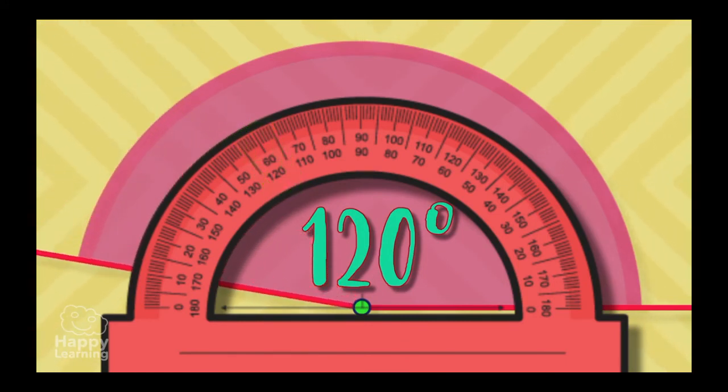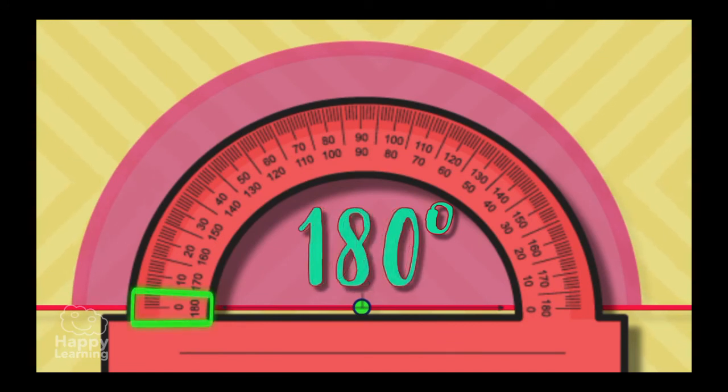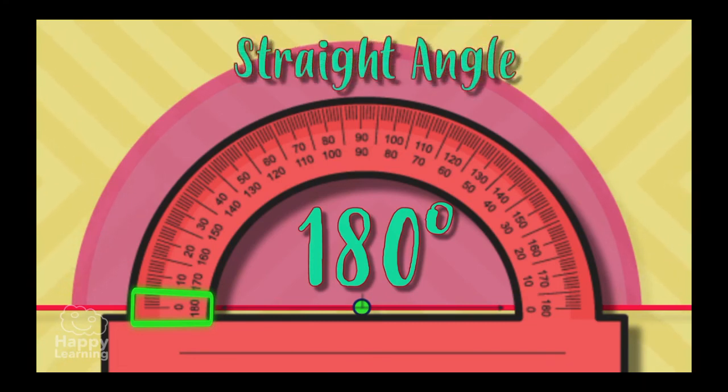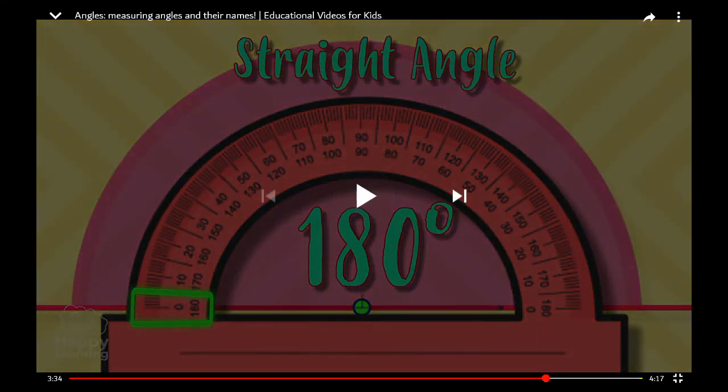Imagine that instead of being 120, it measures 180. Do you know what this angle is called? We call it a straight angle. This is a fourth type of angle, which is 180 degrees, and it is a straight line. That's why we call it a straight angle. It is greater than a right angle.